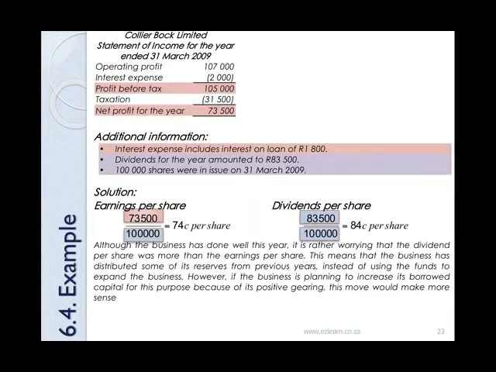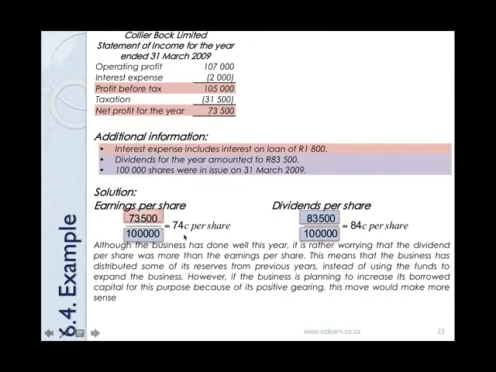To calculate the earnings per share and dividends per share, you need to find out how many shares were held by the business. Over here, you can see that there were 100,000 shares in issue at the end of the year. That will form the base of both of these calculations. However, the difference comes in when we look at what we put on top. Earnings per share is based on the net profit for the year. As you can see over here, it's exactly the same amount that we used in the calculation for return on shareholders' equity of 73,500. This gives us an earnings of 74 cents per share.